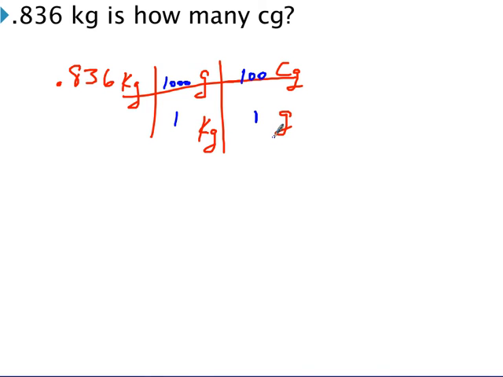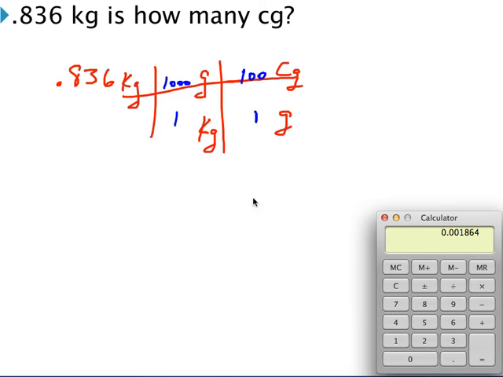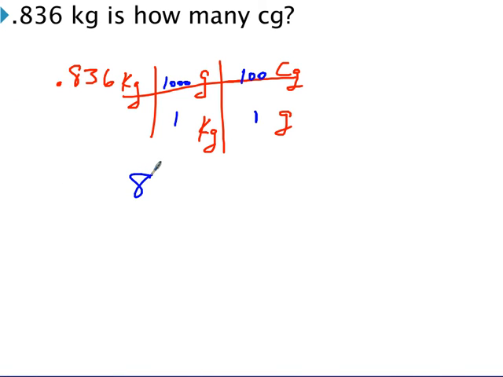Okay, so pull out the calculator. Because these are all on top, 0.836, 1,000, and 100, they're all going to be multiplied. Okay, so that comes out to 83,600, and the unit is centigrams.